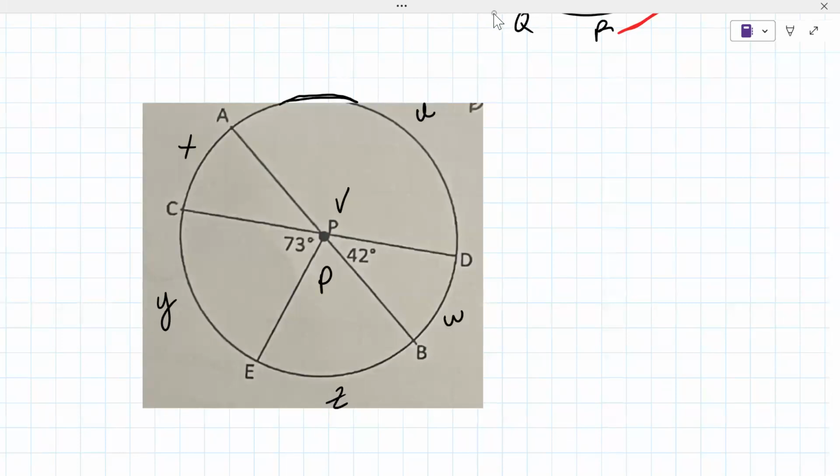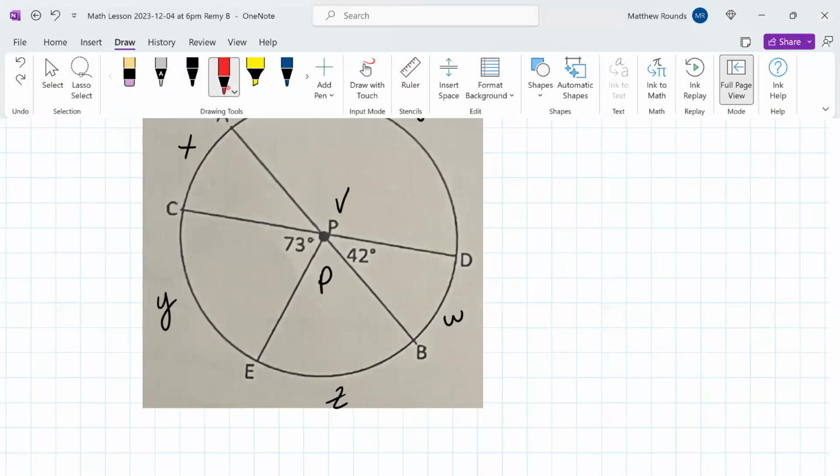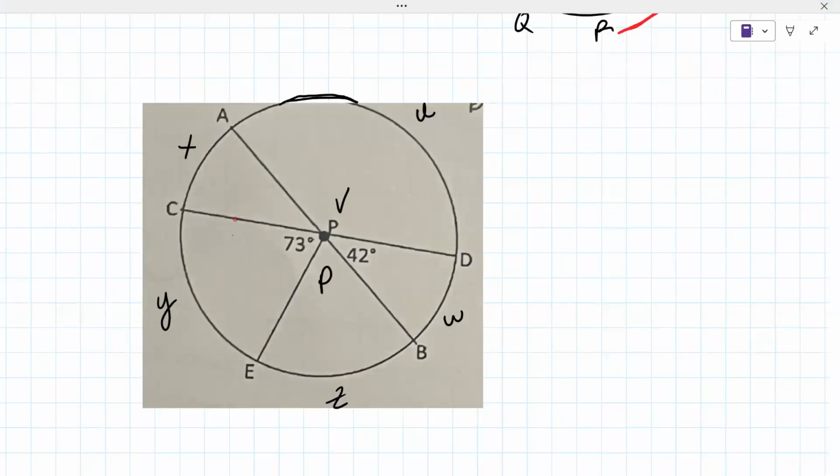Would Z be 65? How did you come up with that? I added 73 and 42, and then I subtracted that from 180. Okay, 65 degrees. Very good. What else?